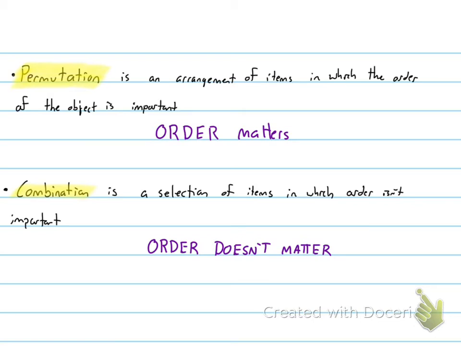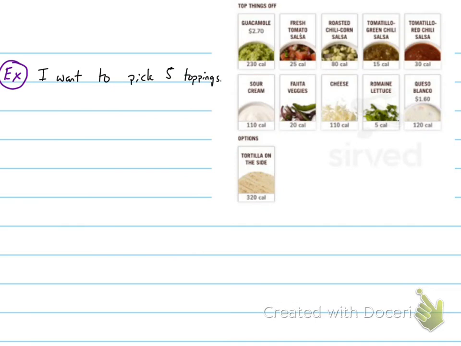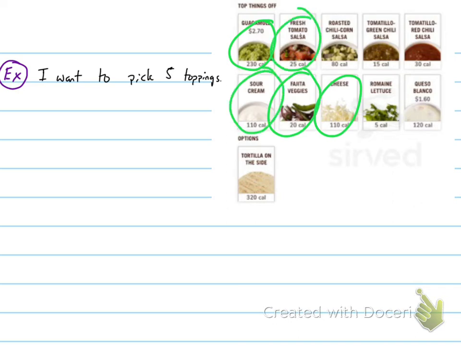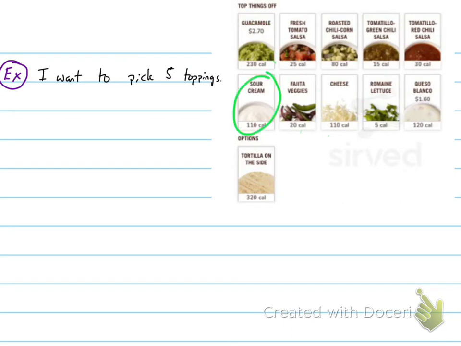Then we're ready to move on. Let's go back to my Chipotle example, and let's say I want to be less boring and pick more than 1 topping. Let's say I want to get 5 toppings. Pretend that I'm in the line at Chipotle, and I say I want guacamole, cheese, fajita veggies, tomato salsa, and sour cream. Would I get a different burrito bowl if instead I said I want sour cream, tomato salsa, guacamole, cheese, and fajita veggies? No, it wouldn't.